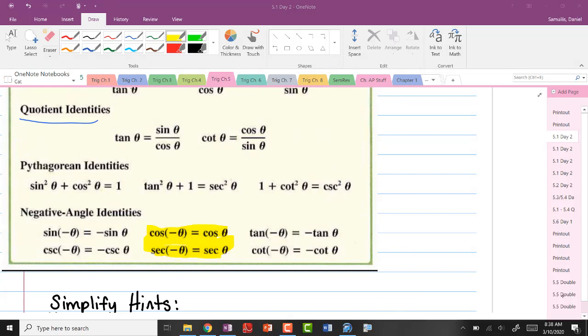All right. The book does give some simplifying hints. I don't know if you want to write these down or not. I like some of them. Some of them are a little, I don't know. They're not wrong.